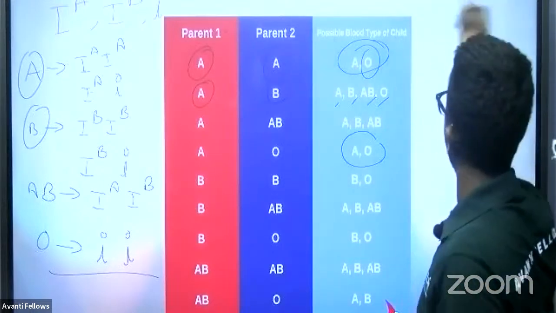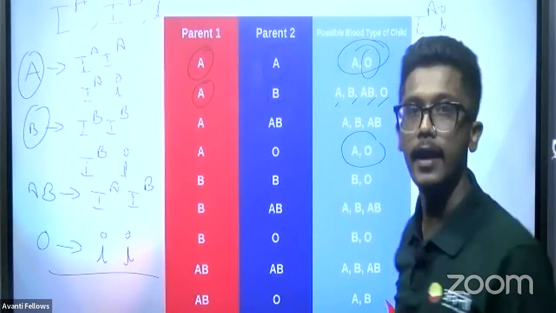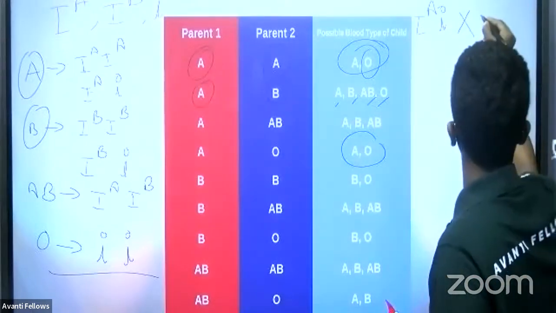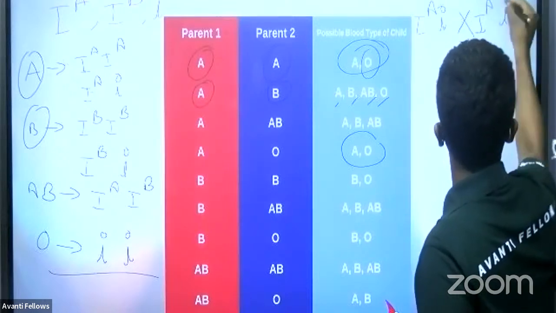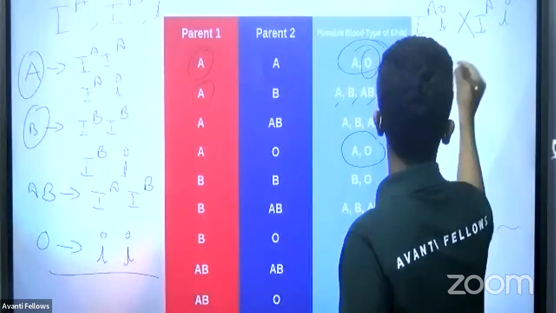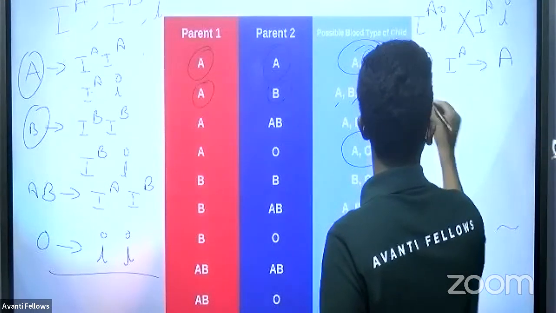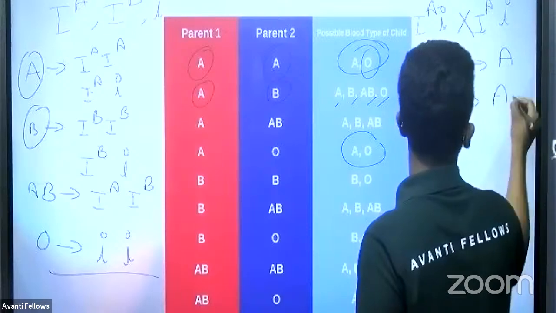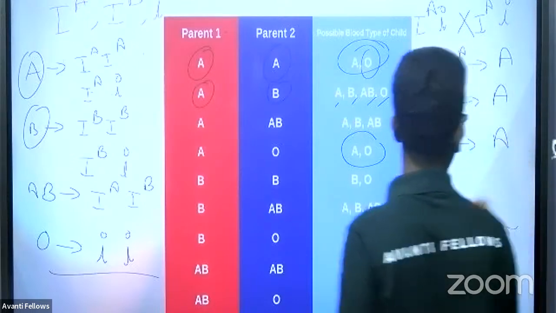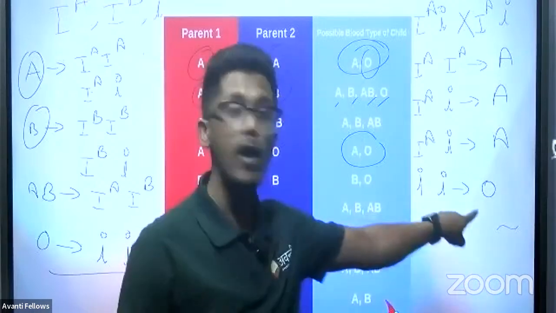If a mother is A blood group, that means she should have IA and small i. Correct, no? And then if the father is also of A blood group, IA and small i. Then what are the possibilities? IA, IA will give me A blood group. IA, small i will give me A blood group. Again, IA, small i will give A blood group. Then small i and small i will give me O blood group. Now, did I get my O blood group here?